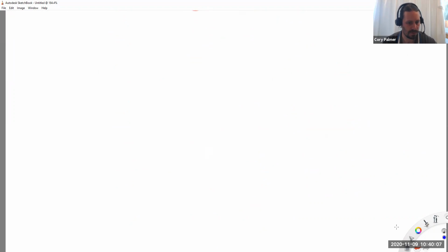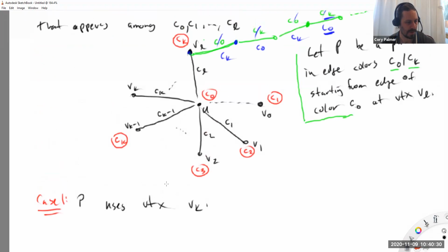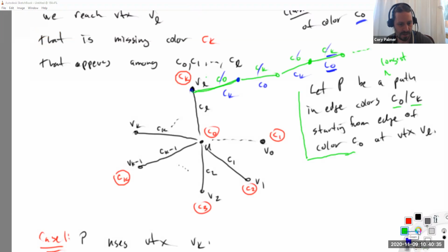Okay, so case 1, P uses vertex VK. All right, let's go back up and look at the picture here. So the green path, P, alternates C0, CK, C0, CK, and eventually comes here. We're looking at case 1 now. So it comes into this thing here. If it comes in and hits VK, what's the color of this green edge then?